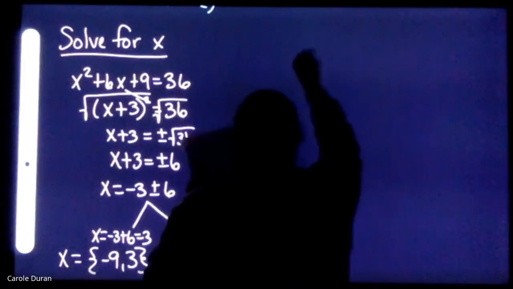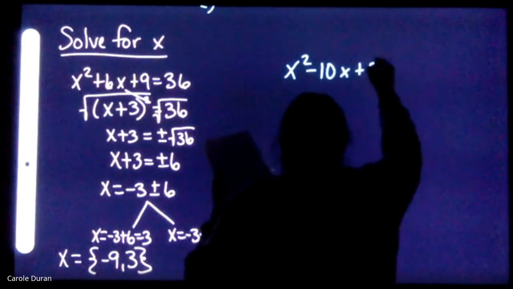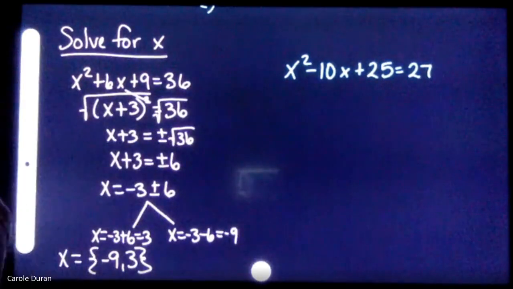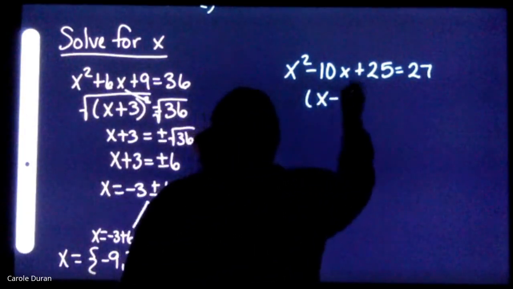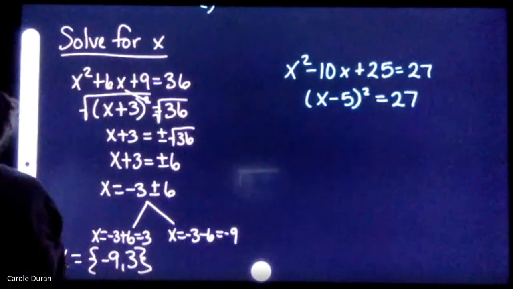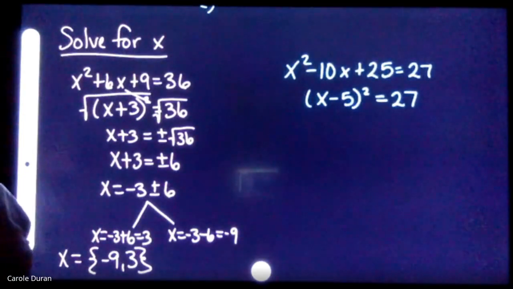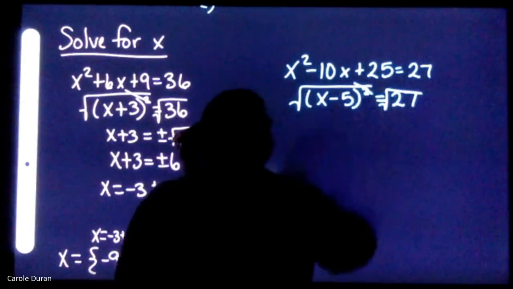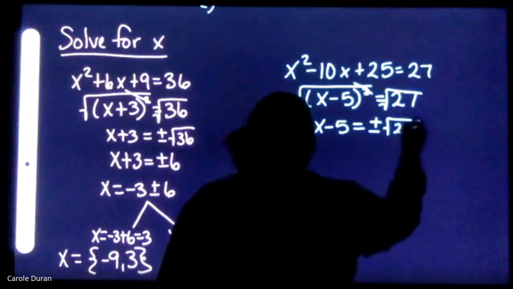Using the same property, I would like to solve for x in x squared minus 10x plus 25 equals 27. I know that left-hand side is the perfect square trinomial, so it's going to factor beautifully into x minus 5 squared, still set equal to 27. My goal is to isolate the x, so I need to square root both sides. I'm left with x minus 5 equals positive and negative square root of 27.